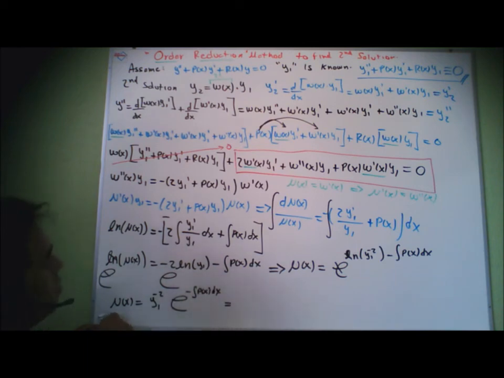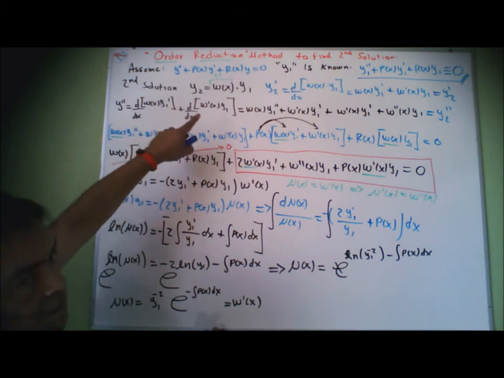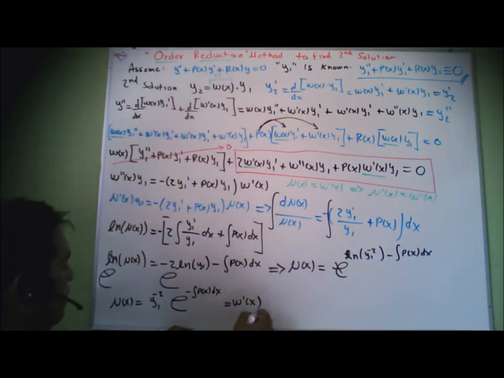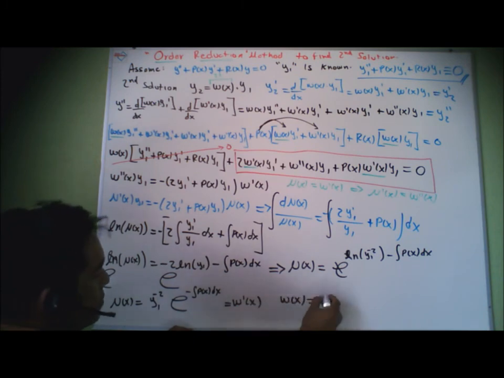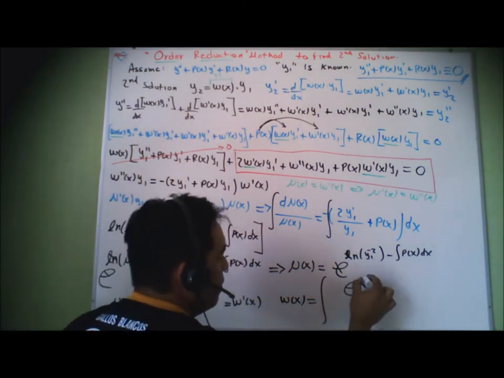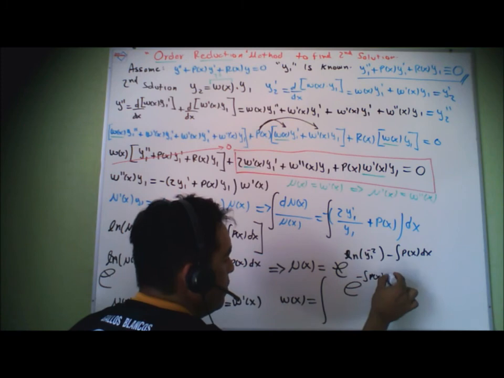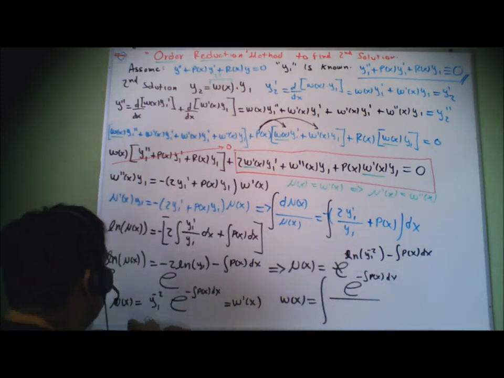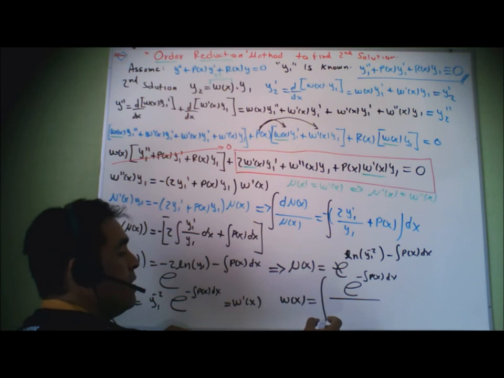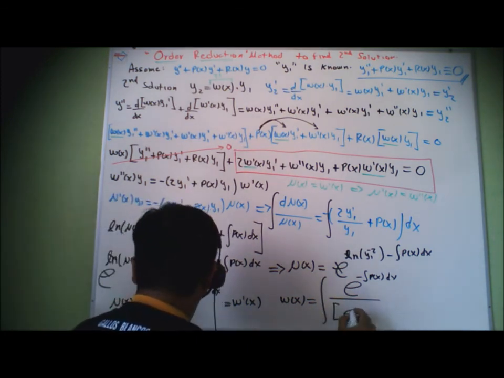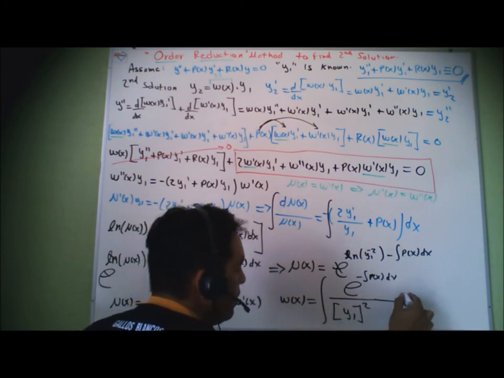But remember that mu of x is actually w prime of x, and what we are looking for is w of x. So to find w of x, what we have to do is to take the integral. So w of x is going to be the integral of this, the integral of the exponential of the minus integral of p of x differential of x. Now this y1 to the power minus 2, I'm going to write it below the exponential, y1 squared, and then differential of x.